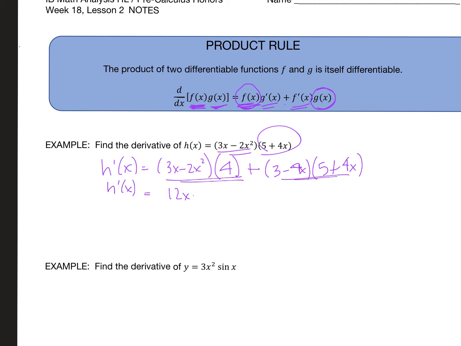So 12x minus 8x squared plus 15 minus 8x minus 16x squared. And combining some like terms, I end up with negative 24x squared plus 4x plus 15. All right, scooting up.